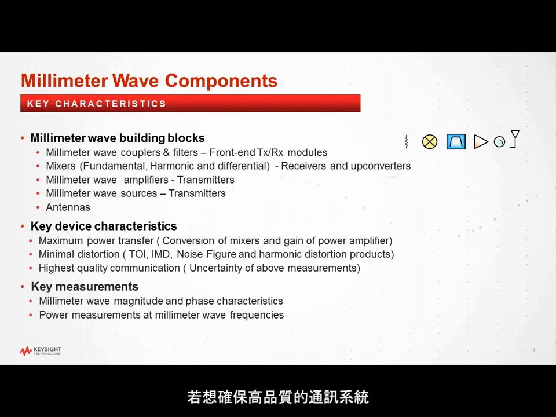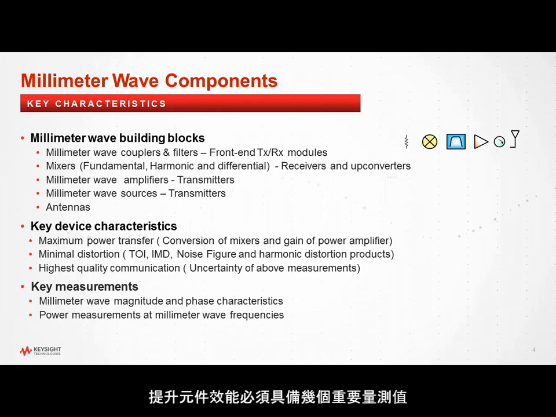Ensuring high quality communication systems obviously requires that the measurement system itself that's measuring these components has very low uncertainties. Understanding your uncertainties gives you a good idea of the quality of that transmission system once you put all of the components together.